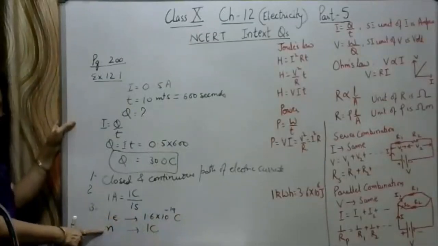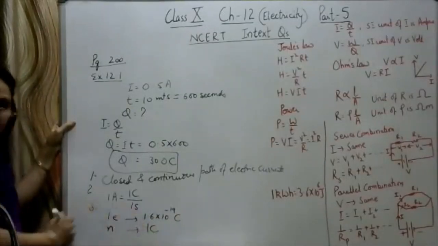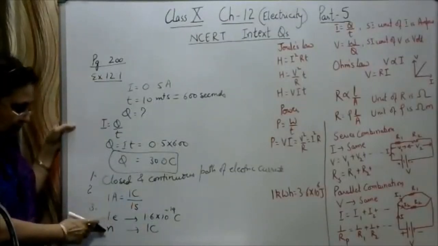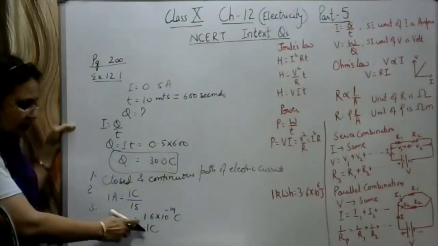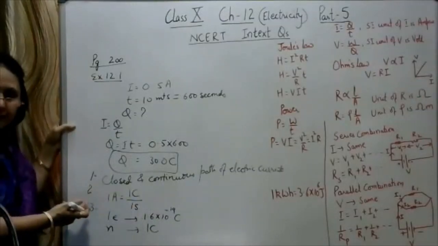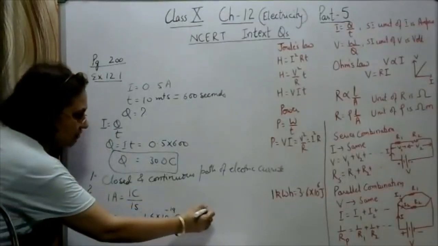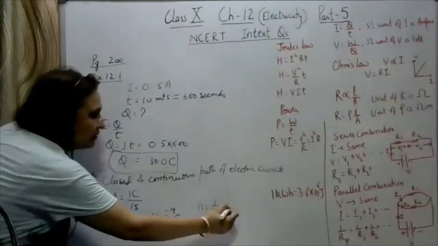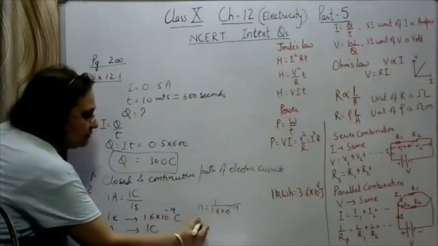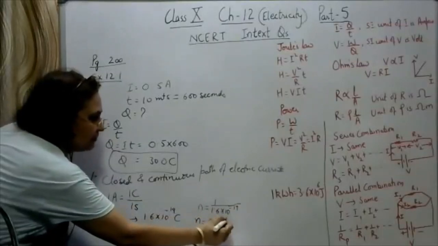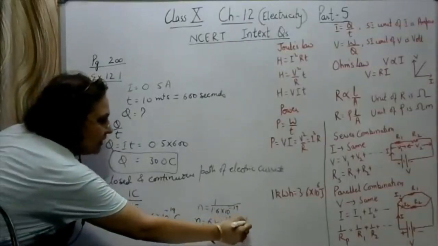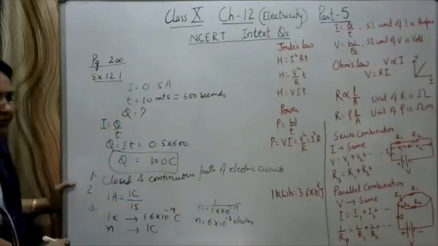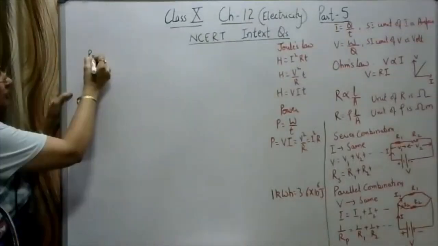Here you have to find out the total number of electrons which constitutes 1 coulomb of charge by the unitary method, or divide both the equations. n upon 1 is equal to 1 upon 1.6 into 10 raised to the power minus 19 coulomb. So n here is equal to 1 upon 1.6 into 10 raised to the power minus 19. On simplifying it, you get approximately 6 into 10 raised to the power 18 electrons. So the number of electrons which constitutes 1 coulomb of charge is equal to 6 into 10 raised to the power 18 electrons.